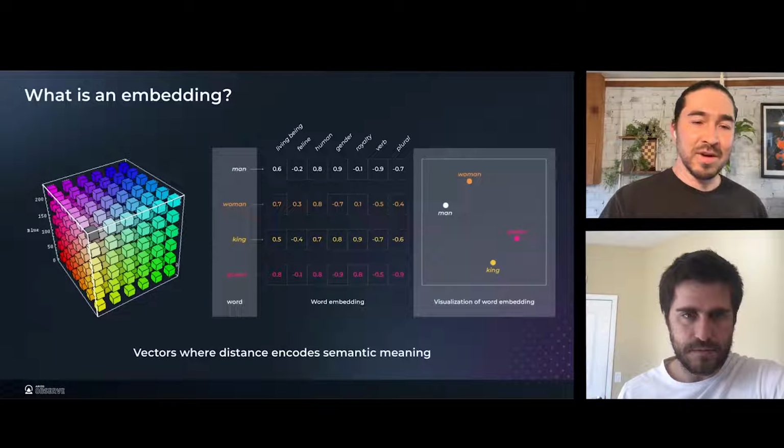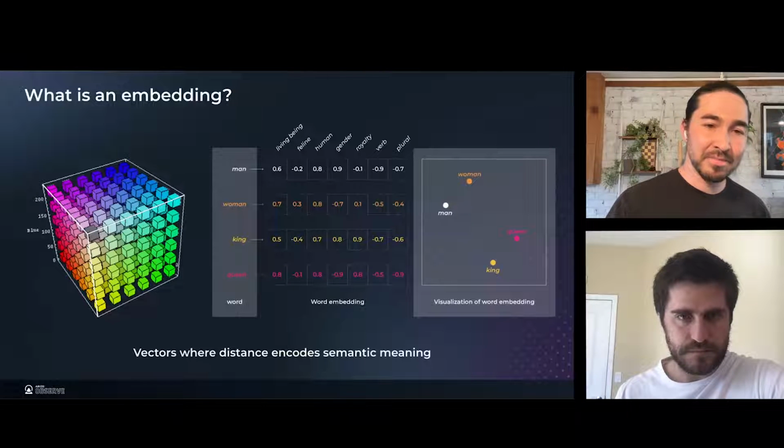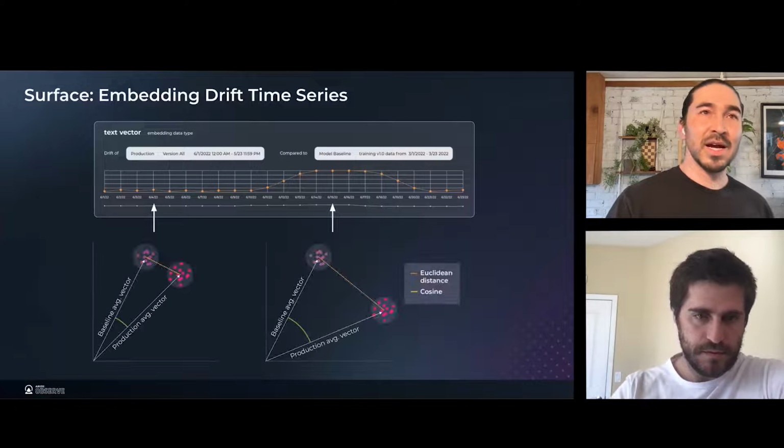One thing we might want to track is embedding drift, to track whether or not our embeddings seen in production are drifting from what we are trained on. So for an explanation of embedding drift, I'm going to hand it off to my colleague, Kiko.